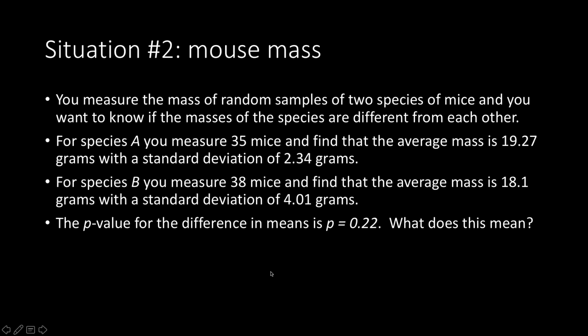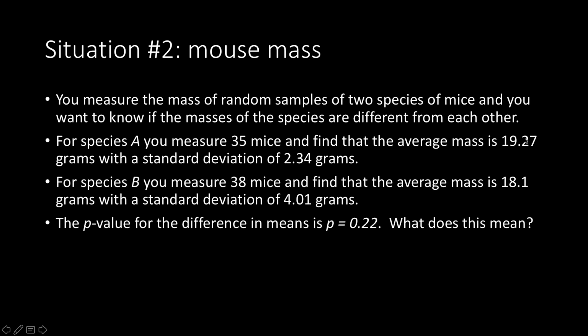You measure the mass of random samples of two species of mice, and you want to know if the masses of the species are actually different from each other. So you just want to know if there's a difference between them. For species A, you measure 35 mice and find some basic summary statistics, an average mass and a standard deviation. Remember that standard deviation is how much spread there was in that small sample. For species B, you measure 38 mice. Notice it's a different number, it doesn't matter. And find, again, descriptive information like the average mass and the standard deviation.